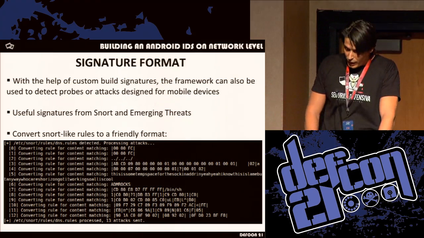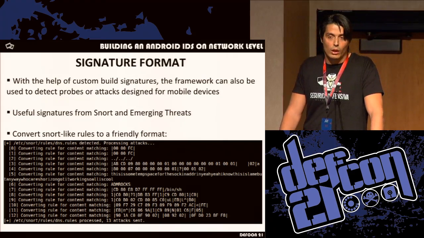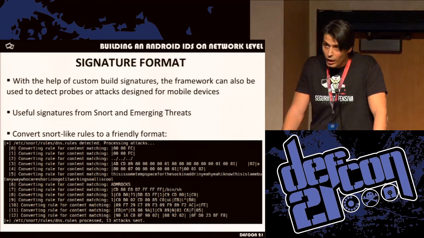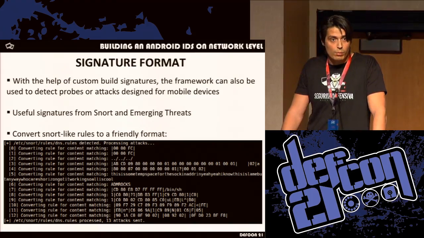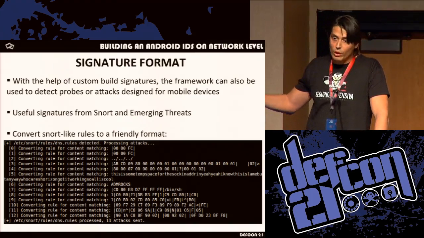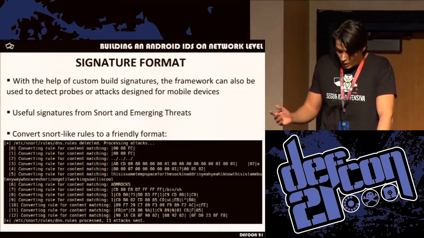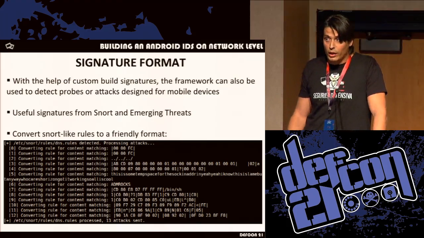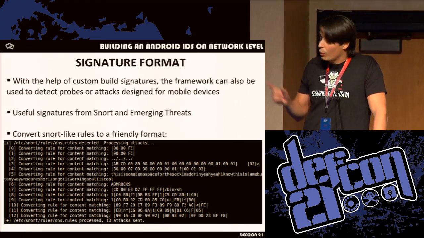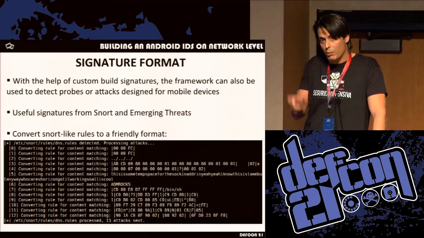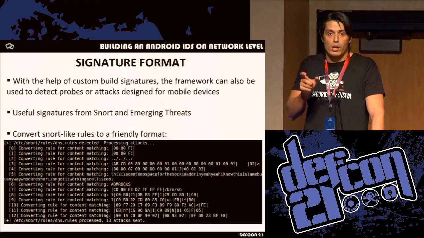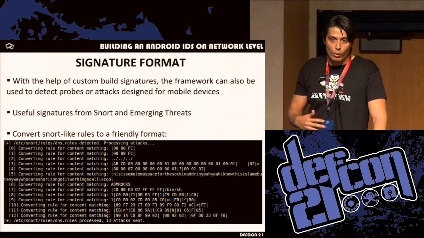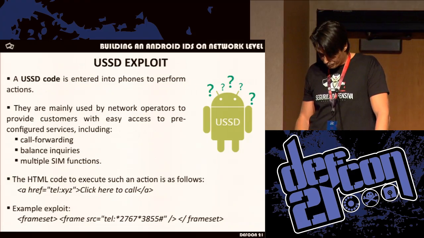Another thing I had to deal with was the signatures. There are some signatures from Emerging Threats for Android, and I have to run a script to convert that rule from Snort to our format. In this case, it only converts Snort-friendly rules, and as we have seen, we can only search for a specific string in every packet. We should work with preprocessors. We should analyze the whole flow, but I'm still working on it.